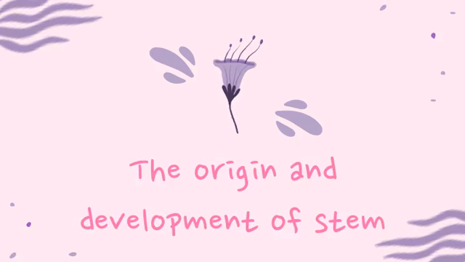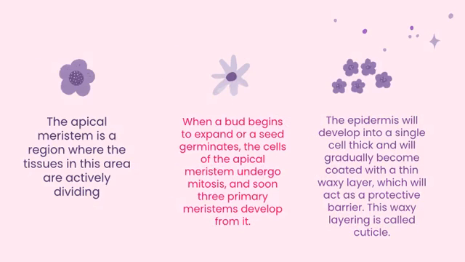Next, we are going to look at the origin and the development of stem. The apical meristem is a region where the tissues are actively dividing, and it's present at the tip of each stem. The apical meristem is dormant before the growing season begins. It is protected by bud scales of the bud in which it is located, and also to a certain extent by leaf primordia, the tiny embryonic leaves that will develop into mature leaves after the bud scales drop off and growth begins. When a bud begins to expand or a seed germinates, the cells of the apical meristem undergo mitosis, and soon three primary meristems develop from it.